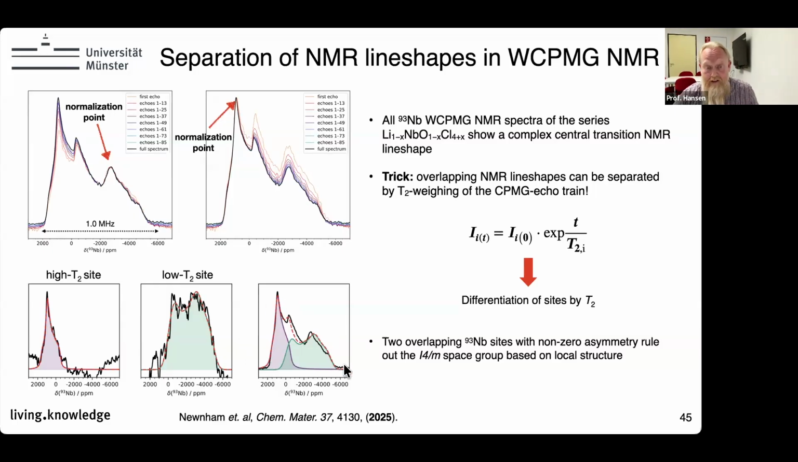So this is a way that you can actually use the echo train that you have anyway from the WCPMG technique, if you have overlapping line shapes, to deduce what the underlying line shape is, provided of course that they have different T2. So what we see here is two overlapping niobium sites, non-zero asymmetry. In this case, we can rule out the tetragonal group, at least from niobium.